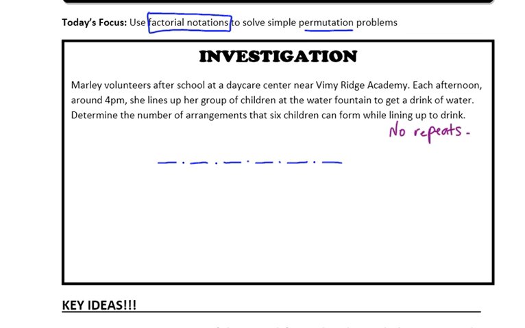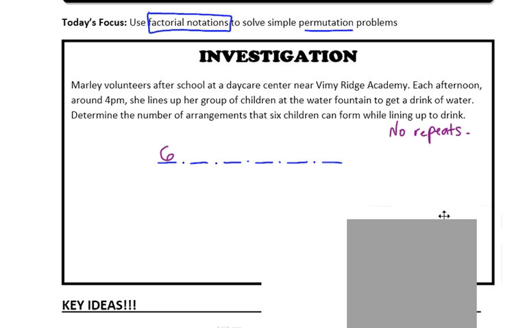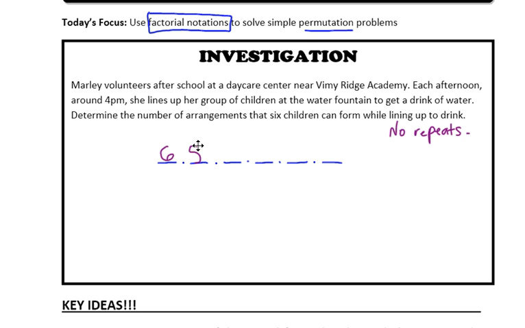So in the very first spot, how many kids do you have to choose from to put in the first spot? You have 6 to choose from. So now that you put one in there, the second spot, how many left to choose from? 5, because you can't repeat a child. And then the third spot, you now have how many kids to choose from? 4, 3, 2, 1. Okay, and so what does that equal to? Type that in. 720.